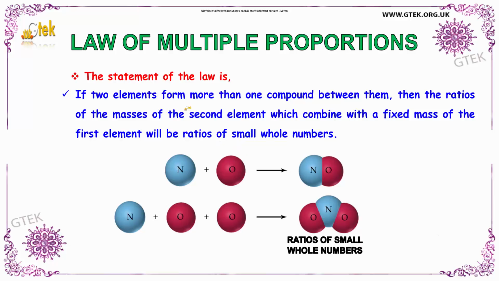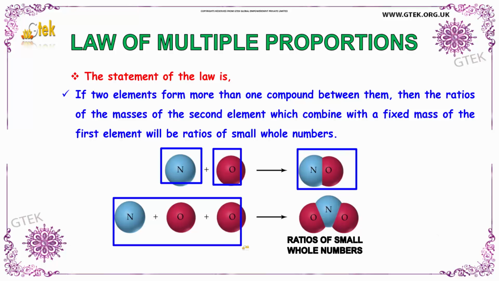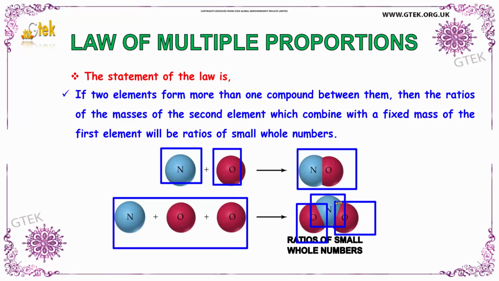The statement of the law indicates that if two elements form more than one compound between them, then the ratio of the masses of the second element which combine with a fixed mass of the first element will be a ratio of small whole numbers. This one is 1:1. This one is 1:2.